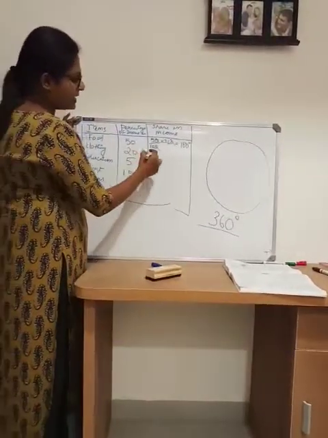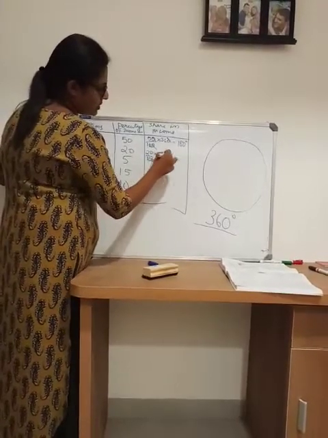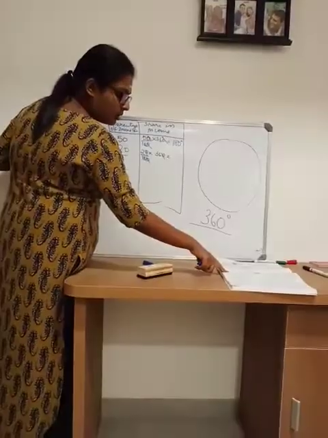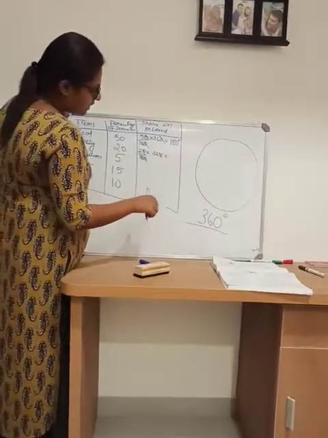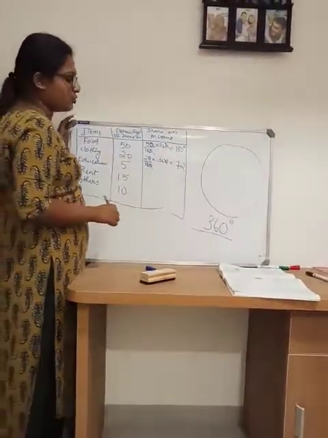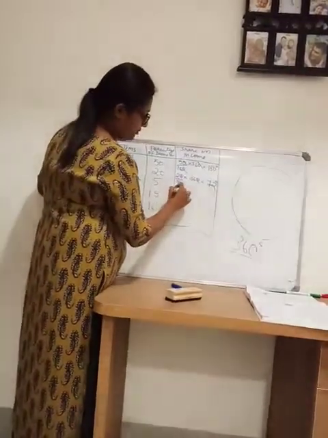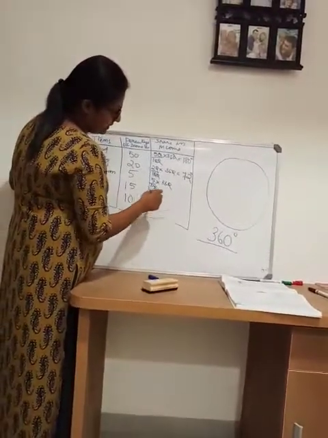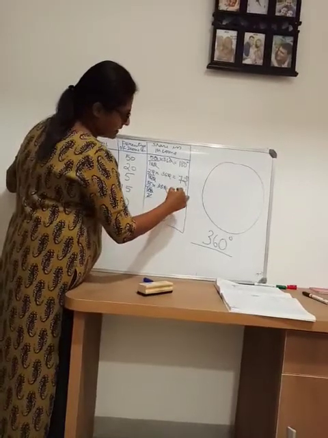Then comes 20. 20 divided by 100 into 360. Zeros cancel, zeros cancel. This is 20% of 360. 36 into 2, that is 72 degrees. Then comes 5. So 5 by 100 into 360. Zeros cancel. 5 twos are 10, so 36 divided by 2 comes 18 degrees.